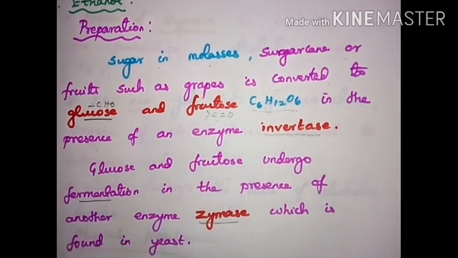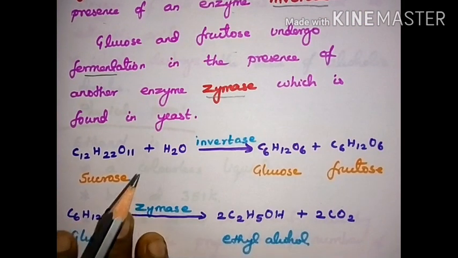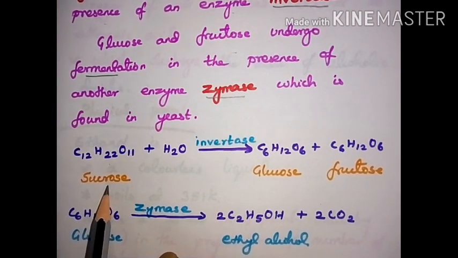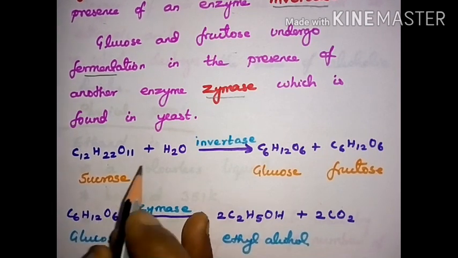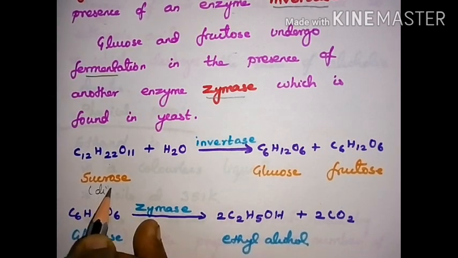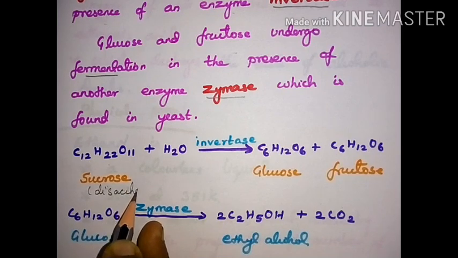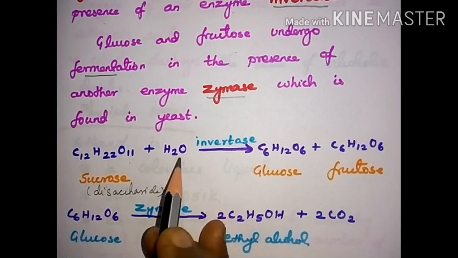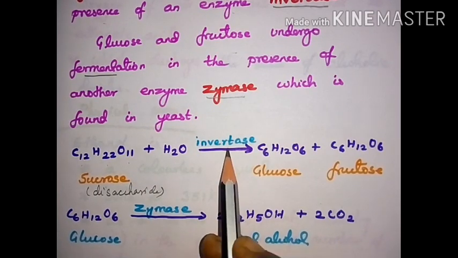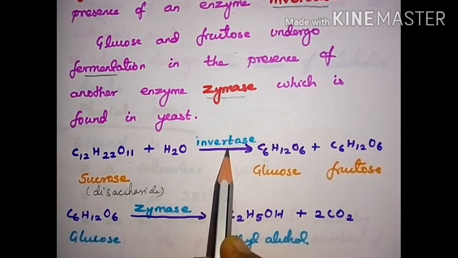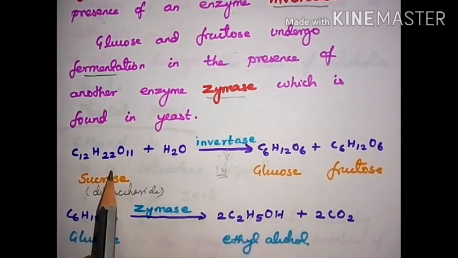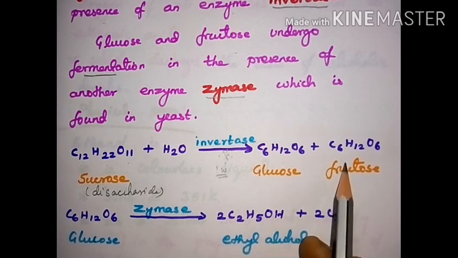So now how does this reaction take place? Molasses is sucrose, a disaccharide. We already studied that, no? So, disaccharide, the formula is C12H22O11 with water molecules. What happens? The enzyme invertase converts the sucrose to glucose and fructose.